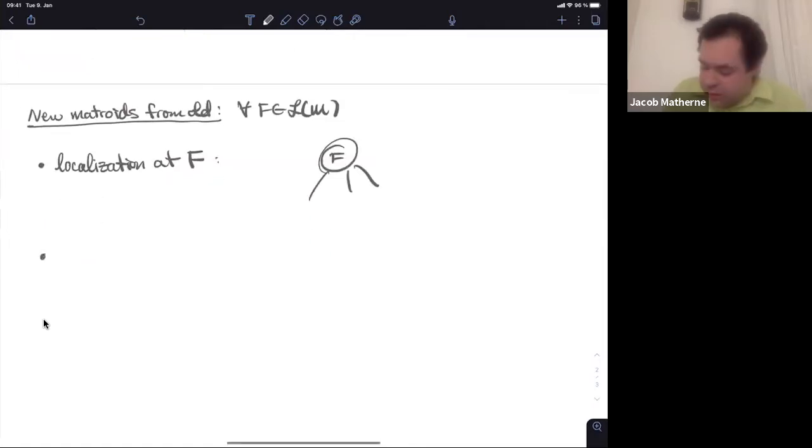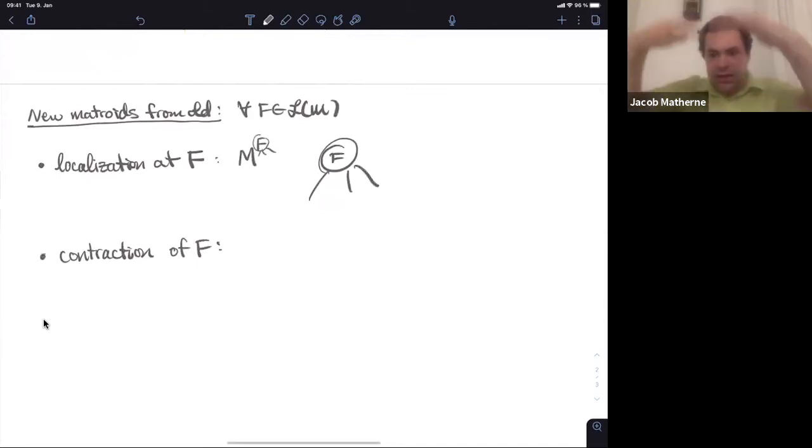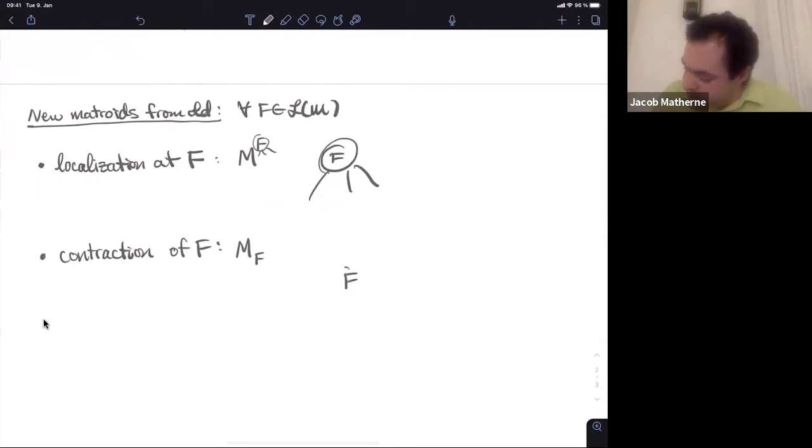And then there's one called contraction. Contraction of F. I'm going to write the localization as M super F, to sort of mean I'm taking everything below F. And I'm going to write it like this for the contraction. And this is sort of the opposite thing. So I take the upper interval. Okay, and these are both new matroids.